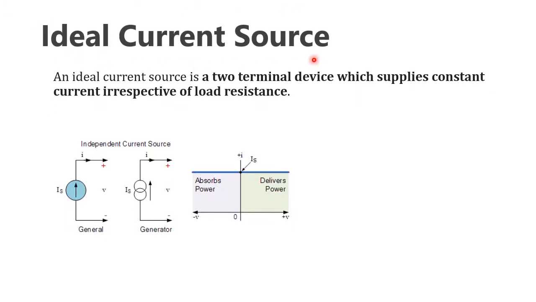Ideal current source. An ideal current source is a two-terminal device which supplies constant current irrespective of load resistance. So this ideal current source should supply constant current, and whatever the load resistance is, it should not affect the results or the supply current. It should give the supply current continuously. By observing this characteristic curve, you can see that the absorbed power should be equal to the delivered power.